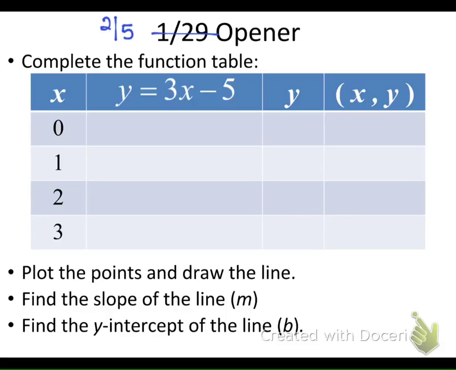So all we're going to do is use our input number, our x value, and substitute, and then solve to find out what our output, our y value will be, and then we'll get an ordered pair. With those ordered pairs, we're then going to graph it onto your coordinate plane. Then we're going to find the slope of that line. Remember, slope equals m. And then you're going to find the y-intercept of that line.